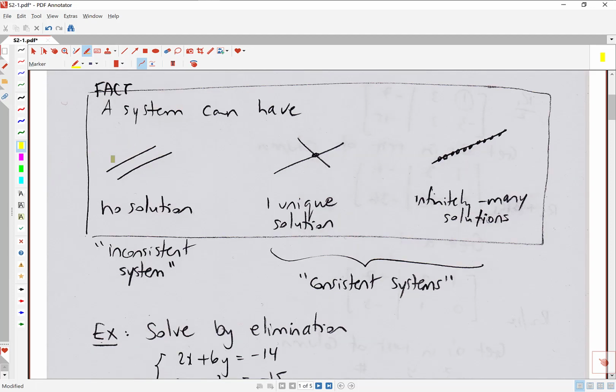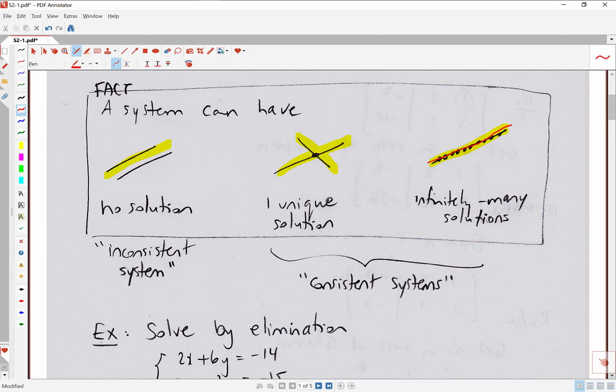Imagine that we have two linear equations in R2. Each of those linear equations represents a line. In other words, we've got two lines in the xy plane. Those lines could be parallel. They could intersect at one specific point, or they could actually be the same line. So we've got two lines that lie right on top of each other like that.